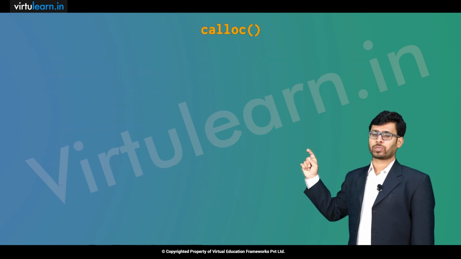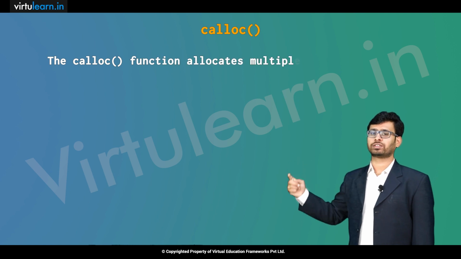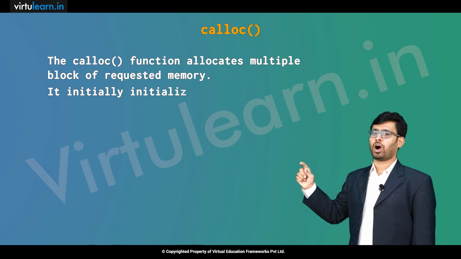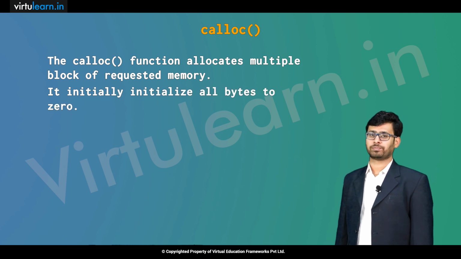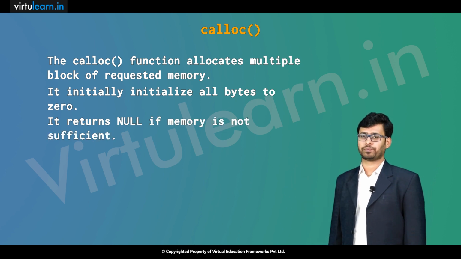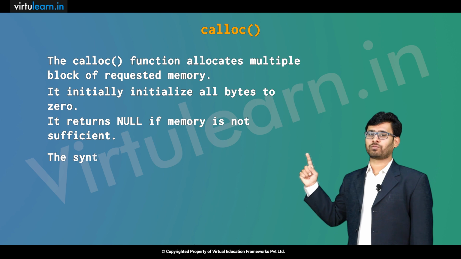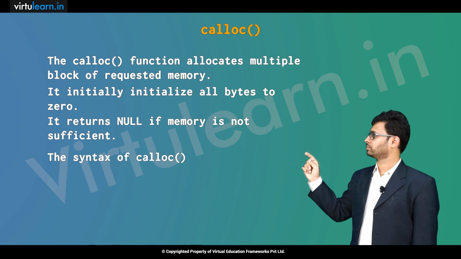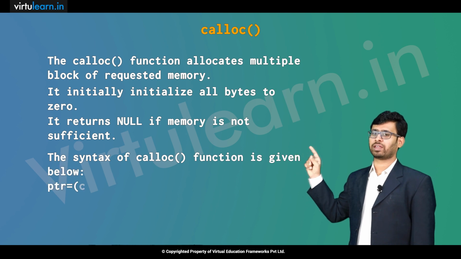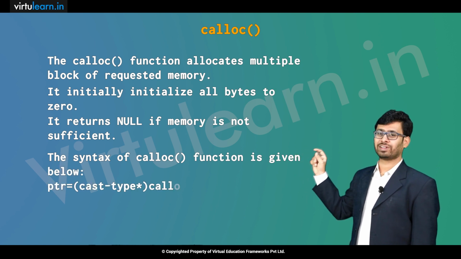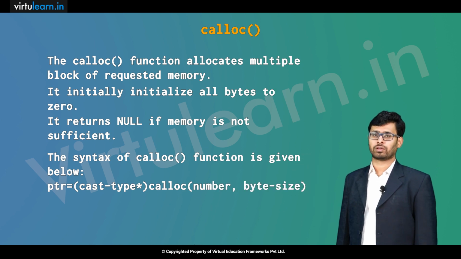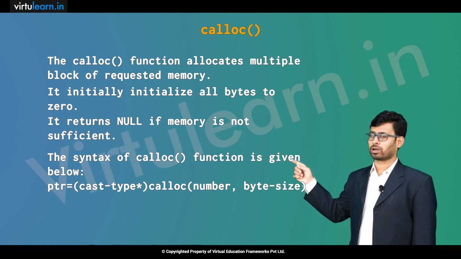Calloc function. The calloc function allocates multiple blocks of requested memory. It initializes all bytes to zeros. It returns null if memory is not sufficient. The syntax of the calloc function is given below: ptr is equal to cast type of star, followed by calloc, where we need to specify the number of blocks you require, comma, byte size. That is the use of calloc.